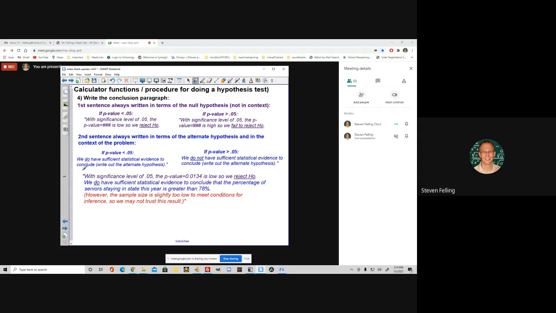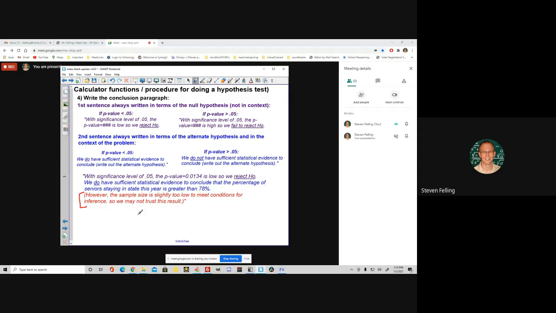So if that happens, then you tack on another sentence to the conclusion paragraph. You say, however, the sample size is slightly too low to meet conditions for inference, so we may not be able to trust this result. We go ahead and write it up, but we can tack on a sentence and say we're not super confident.